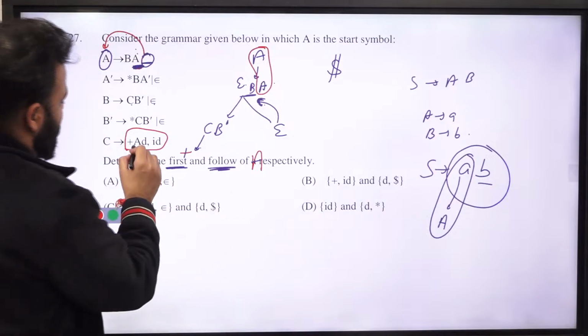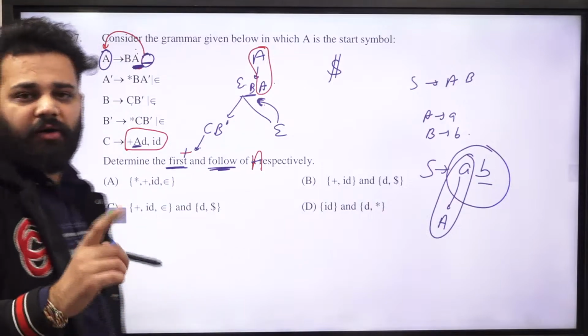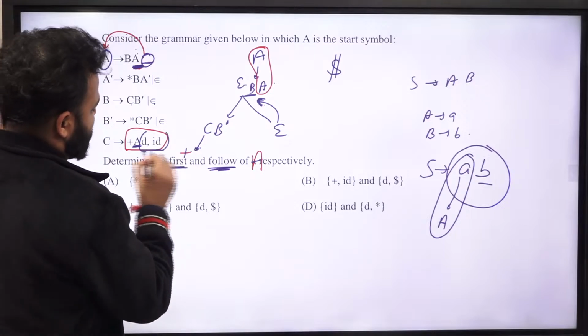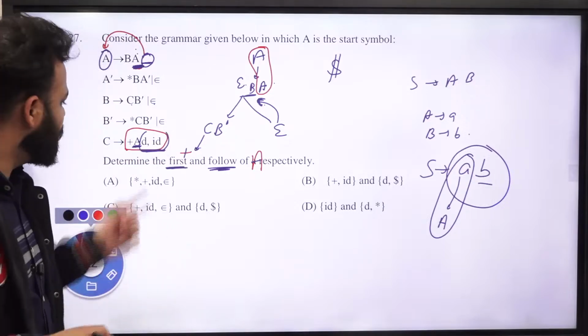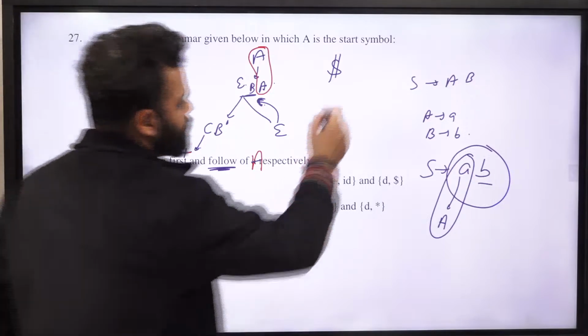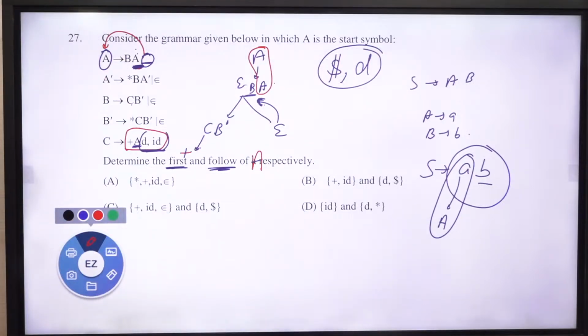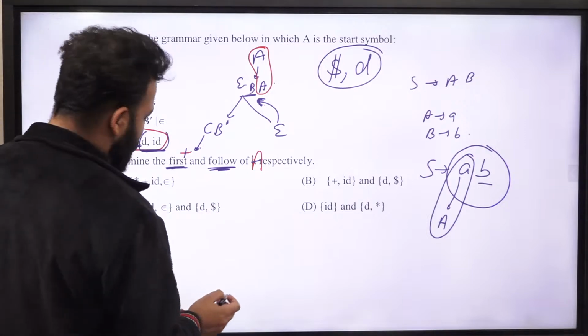After that, where A is there? So we have A here. To find the follow of A, just find the first of the next elements. So first of next elements is D. So dollar and D and plus. I guess these are not present in the options. So none of the options matches it.